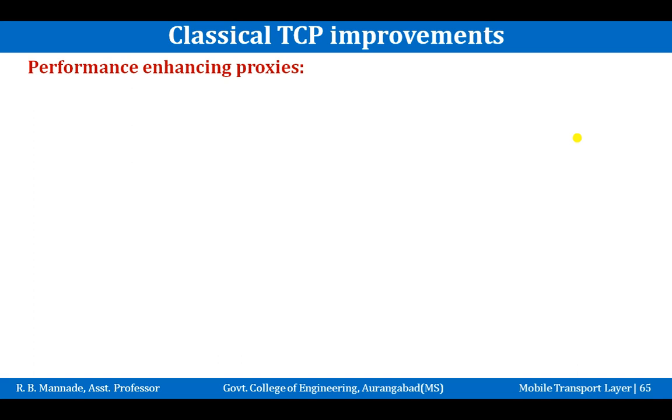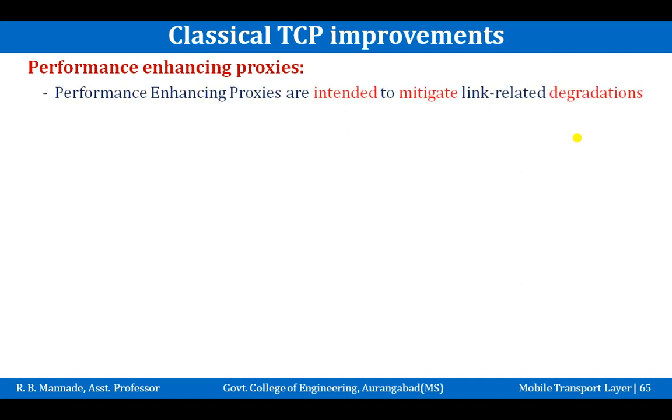Okay, now this is the last point in this unit, that is performance enhancing proxies. Proxies are nothing but hosts or computers that reside between two entities, and the main purpose of the proxies is to hide the internal details of either side. Performance enhancing proxies are intended to mitigate the link related degradation. It means they are required in order to decrease the degradation that occurs due to the links.